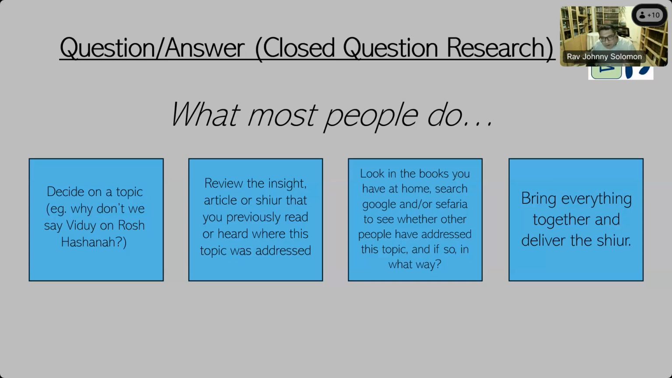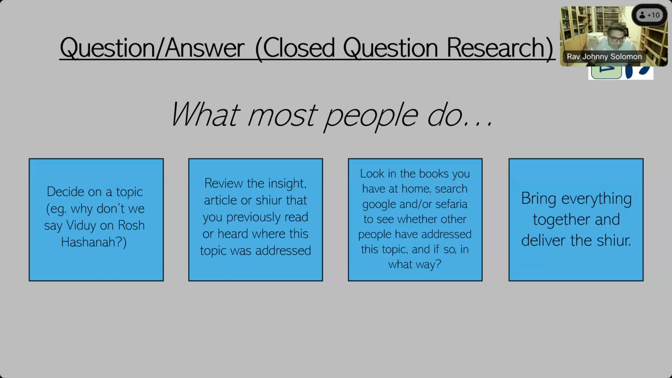This is what most people do, and I'm not speaking pejoratively. Many people who deliver a shiur, it's based on something they've read already. They decide on a topic, but it's actually a topic that they've encountered elsewhere, and they repackage, adding a few additional voices and insights, somebody else's presentation, and that becomes their shiur, which is wonderful. And certainly for the first many years I gave shiurim, that's exactly what I did.